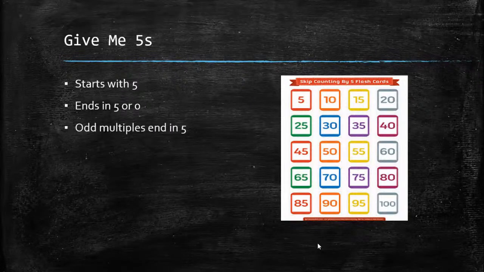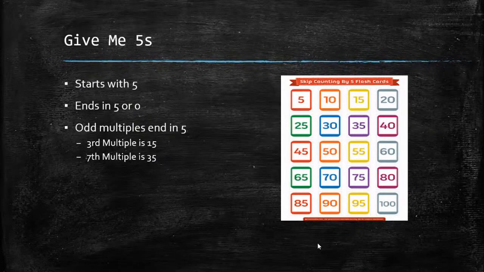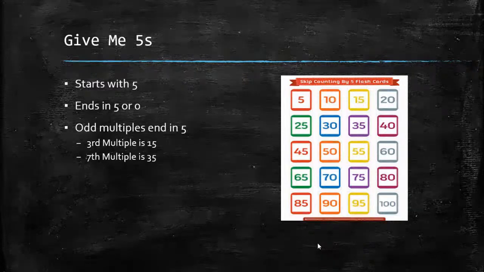Cool fun facts to know is that the odd multiples or skips end in 5, such as the third multiple is 15 and the seventh multiple is 35. So anything like we referenced earlier, 1, 3, 5, 7, and 9, if it is one of those numbers, the multiples of 5 will end in 5.